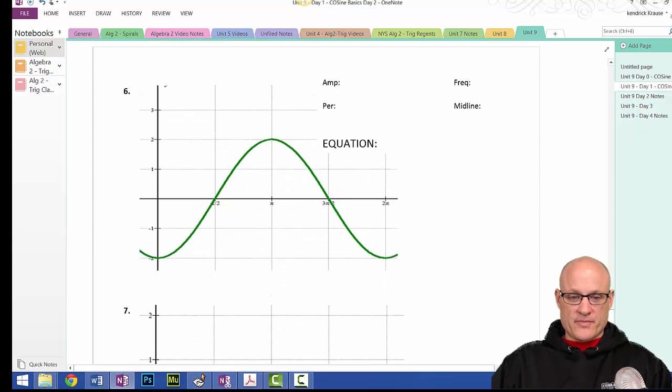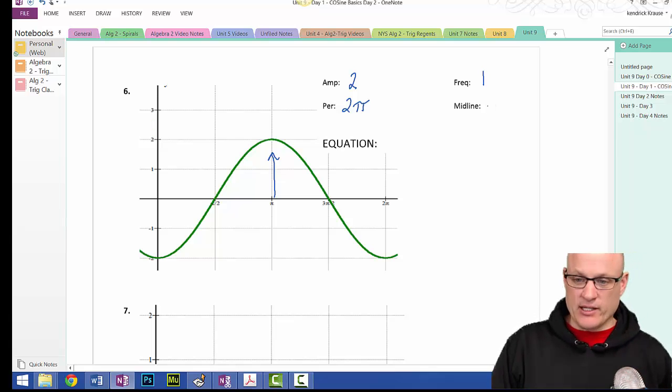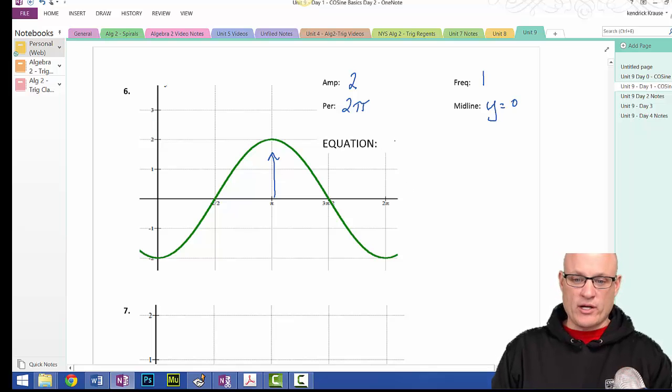Let's look at this one. In this case, my amplitude is 2. It takes 2 pi to finish one curve, so my period is 2 pi. It's only finishing one curve in 2 pi, and my midline is just the x-axis, so y equals 0. So if I wanted this equation, it would be y equals, but wait a second, we're going from minimum to minimum. That means it's going to be negative out front. Negative my amplitude, cosine, and we only finished one curve, so 1x. Done.